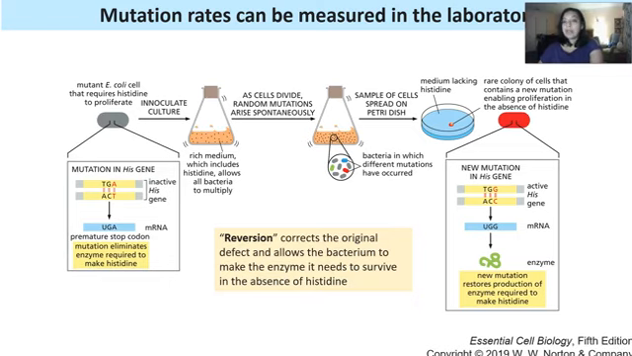It's called the reversion of that original genotype. That reversion corrects that original mutation and allows them to grow and survive in the absence of histidine. And then we can look at how often that happens to look at the mutation rate. The more colonies you find, the higher the mutation rate, because obviously more colonies were reverting back to the original phenotype.